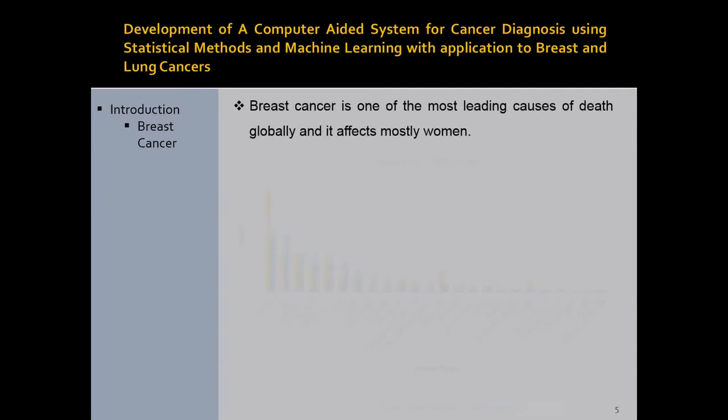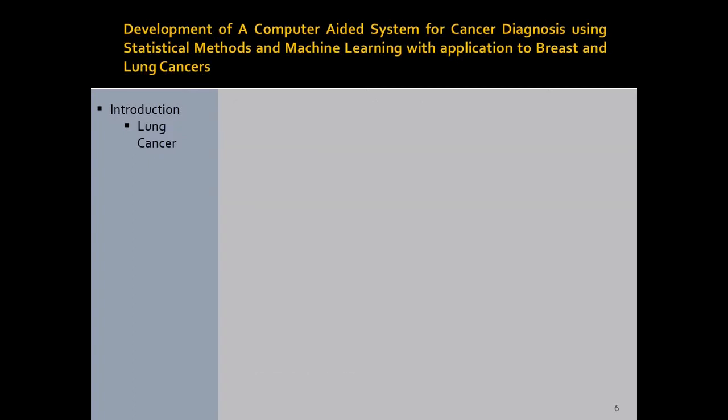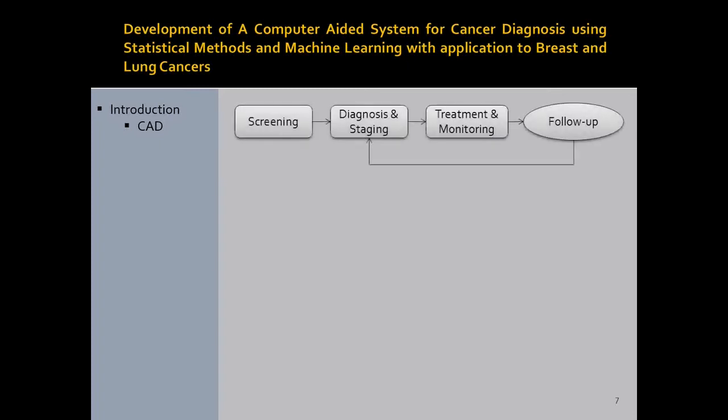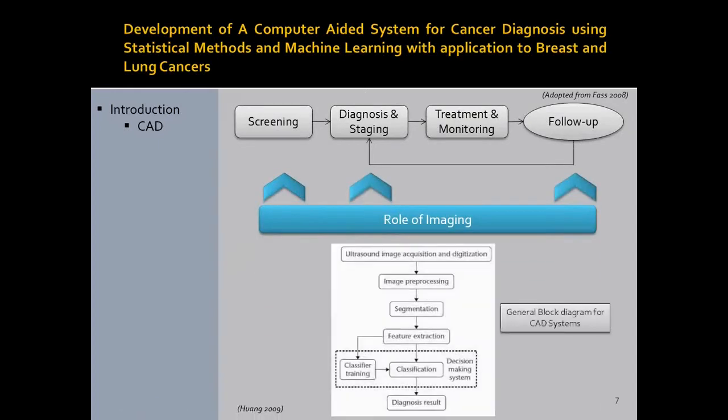So breast cancer is one of the most leading causes of death. And here you can see how extremely high the breast cancer is for females. And lung cancer is huge, and the main cause of lung cancer is smoking. Take advice, stop smoking right now. So, usually the doctors do the screening, the diagnosis, treatment, and then follow up. So why it's extremely important to do the early detection.